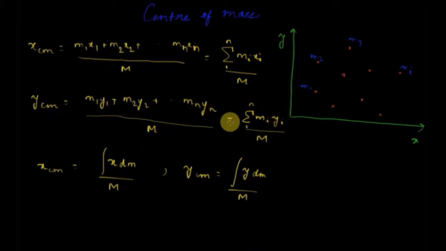If we have a continuous mass distribution, then in that case the summation sign will be replaced by the integration sign. So the x component of the center of mass will be given by integration of x dm divided by capital M, and the y component will be given by integration of y dm divided by capital M.